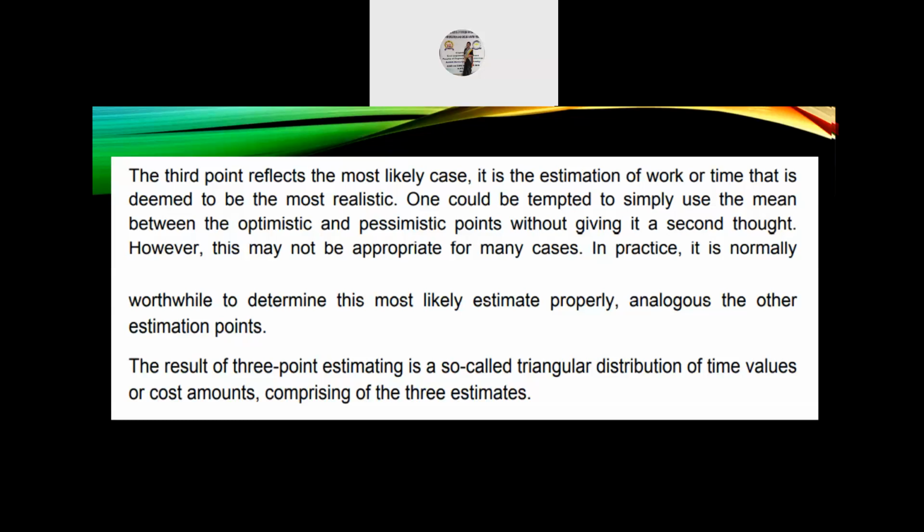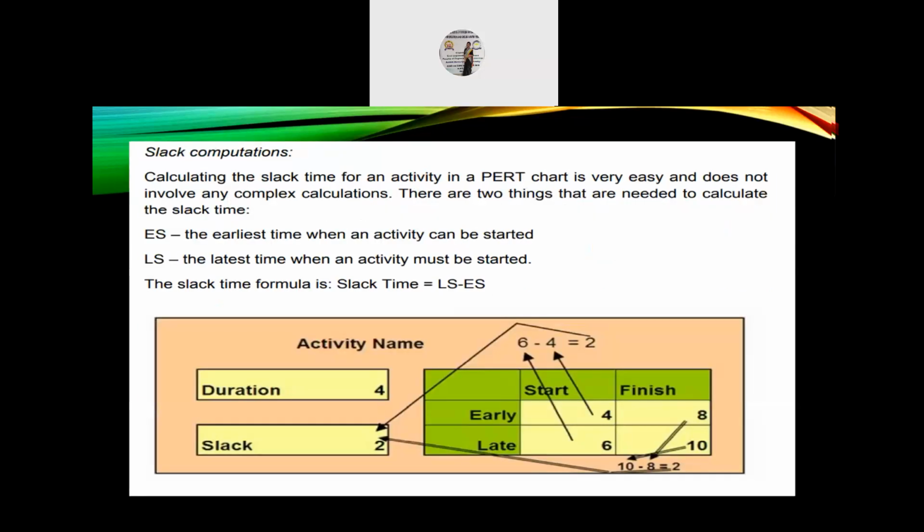The result of the three-point estimating is a so-called triangular distribution of time values or cost amounts comprising the three estimates.